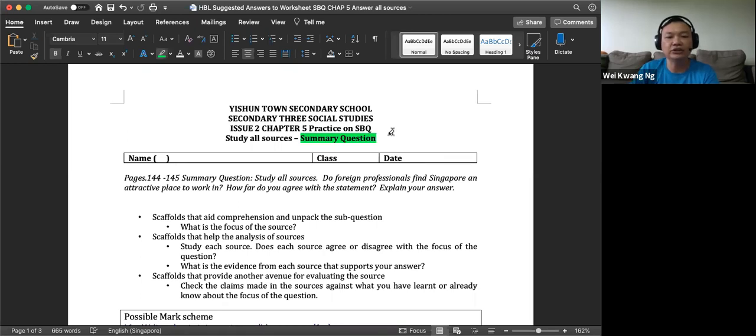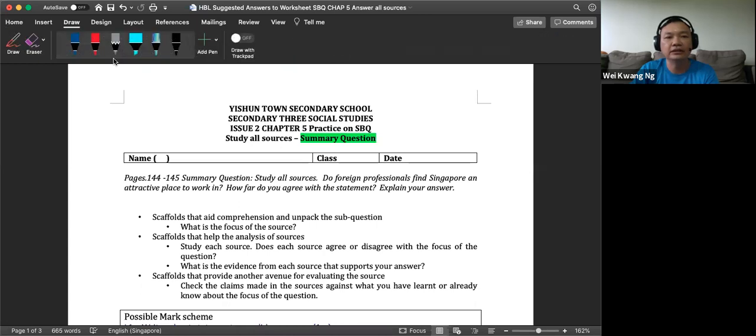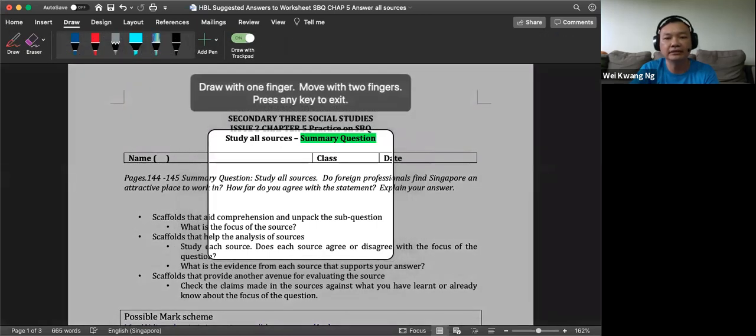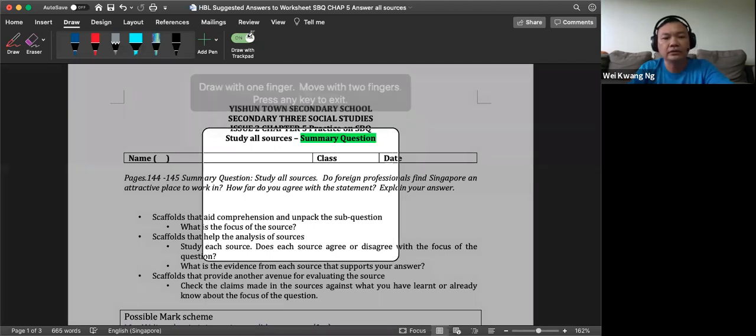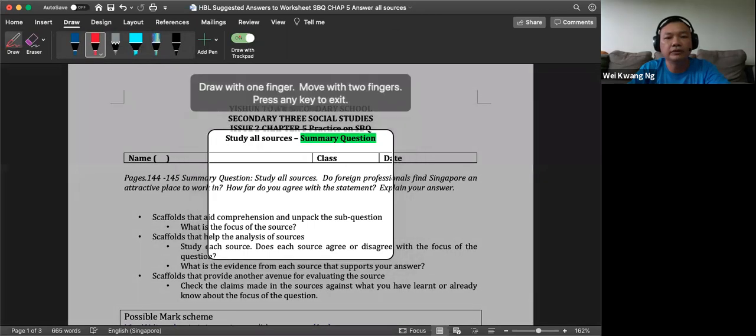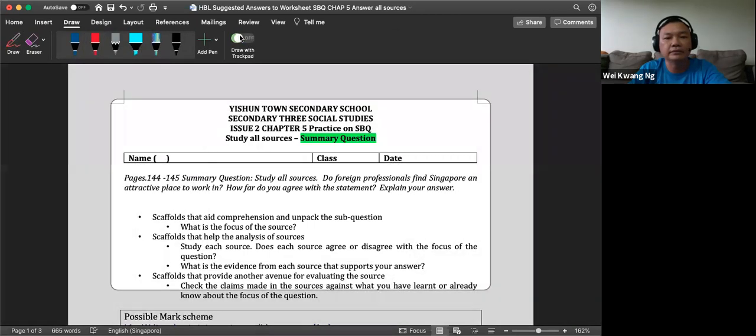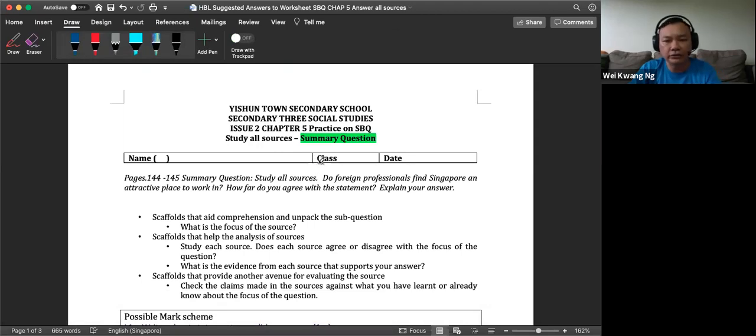And what is an assertion? The question will usually look something like this. Okay, I don't think I can do the trackpad drawing, so I'm going to remove the trackpad. So this is an example of a summary question.